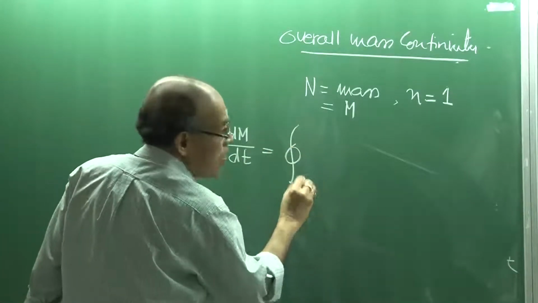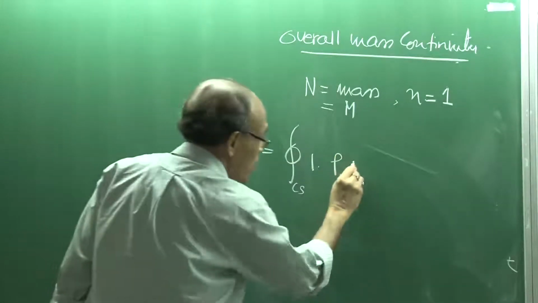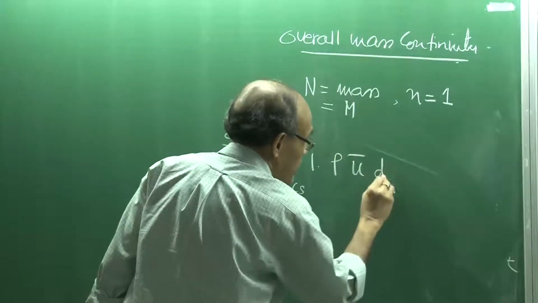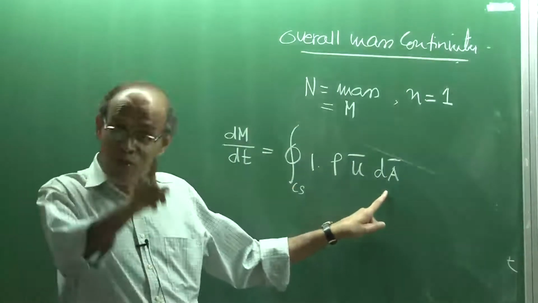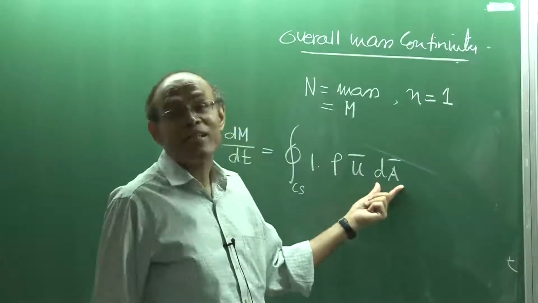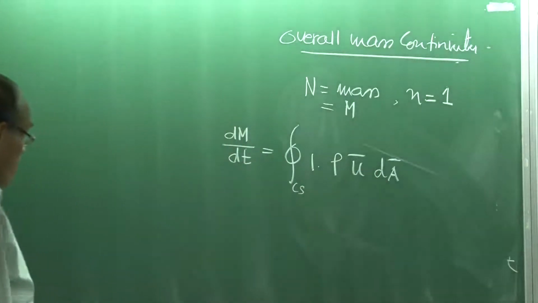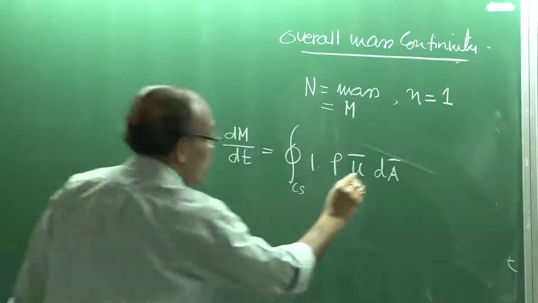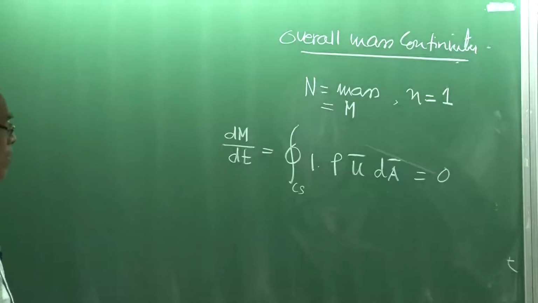the integral over the control surface of 1 into rho, where rho is the density, u is the velocity vector, and A is the area vector. Area is characterized by a normal, so it has a direction. That is why it is represented in terms of a vector. This is the dot product of the two vectors, if you remember, and the accumulation term will come out to be uniquely equal to 0, because mass is not changing as a function of time.